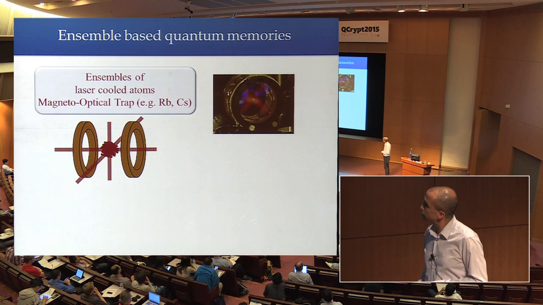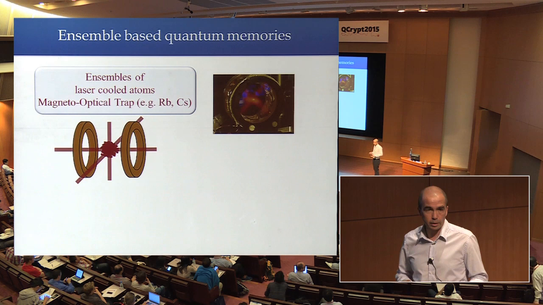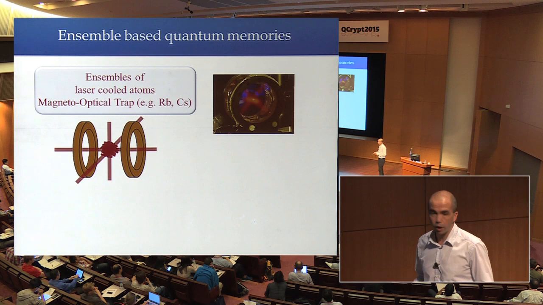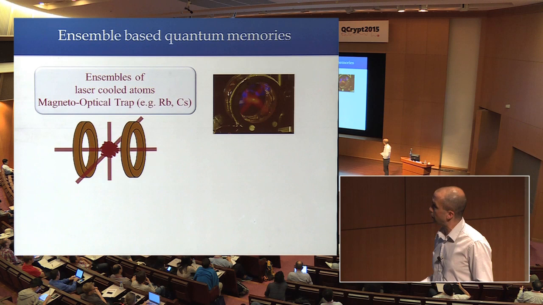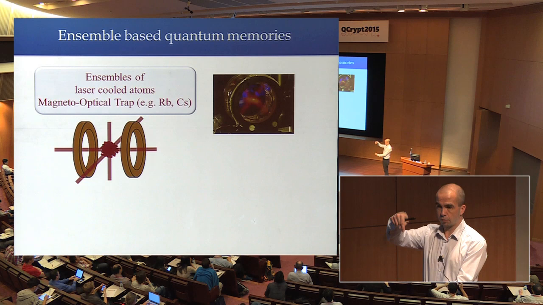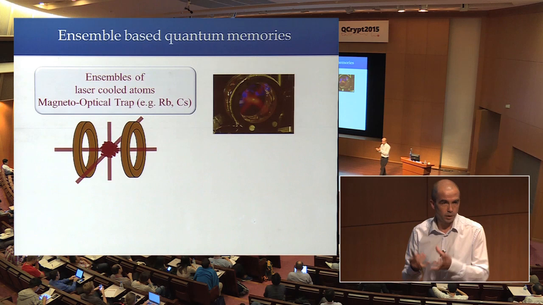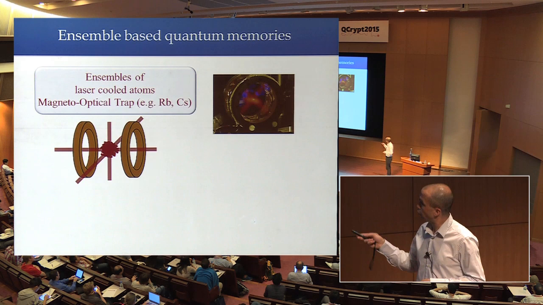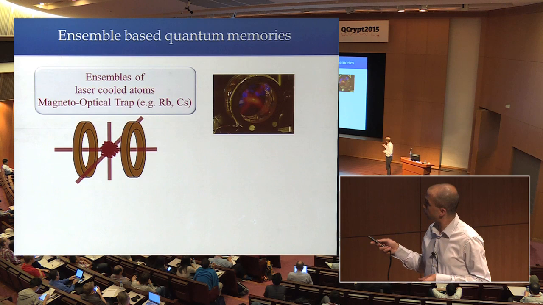There are basically two systems that have been considered so far as ensemble-based quantum memories. One is laser-cooled atoms. You take a gas of rubidium or cesium atoms, for example, that you cool down in a magneto-optical trap. Typically, you have a gas in a high vacuum chamber, and six laser beams in the three directions of space to cool down, and a magnetic field gradient to trap the atoms at the center of the trap. You can see a picture here. This slightly brighter ball is the cold atomic ensemble. You can reach temperatures between 10 and 100 microkelvin with this technique, which is sufficient for the kind of experiment we want to do.